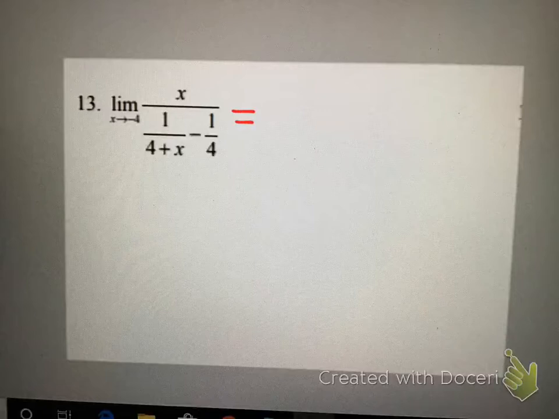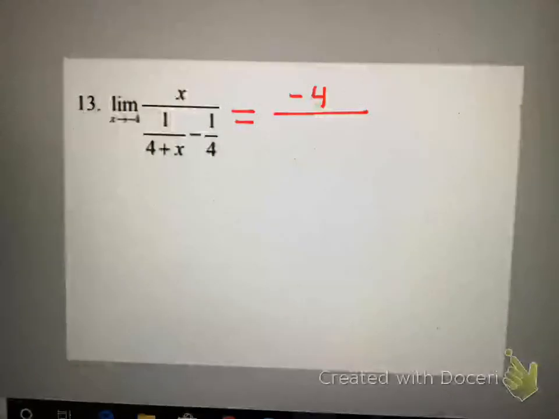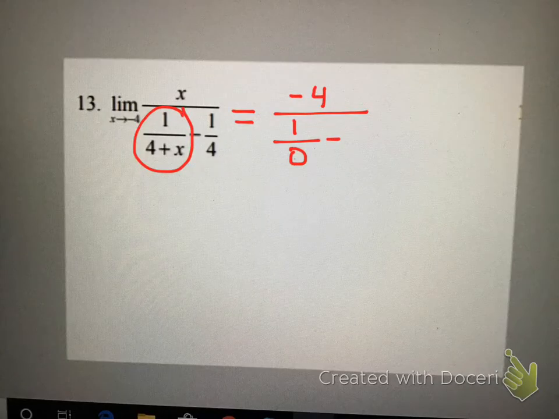Okay, so once again, you start out and you think, okay, I'm just going to plug negative 4 in. I'm going to see what I get. So I get negative 4 on top. Can already tell I'm not going to get 0 over 0. But when I plug negative 4 into this fraction right here, this is what I get. Okay, I now have a problem. Most of this fraction looks okay, but this embedded fraction is undefined.